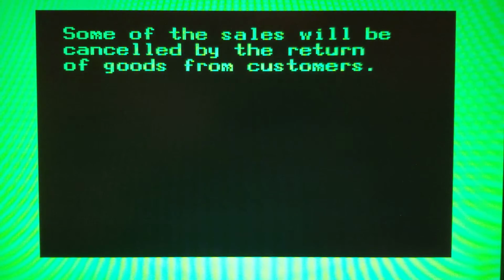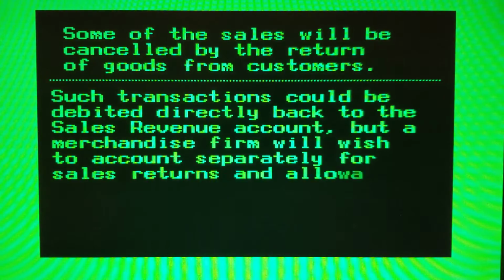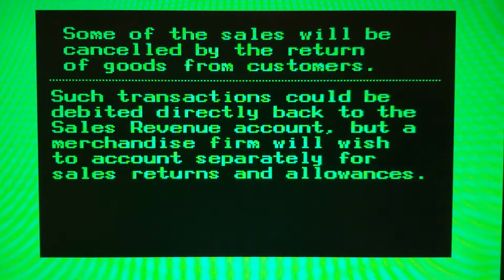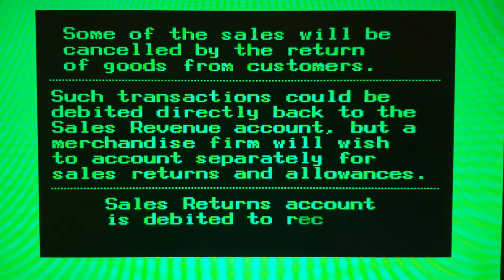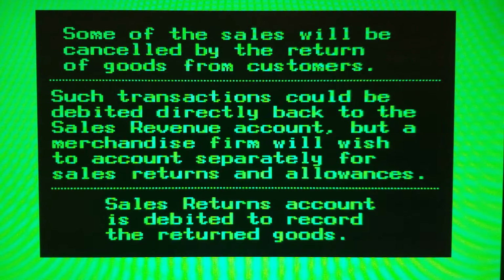Some of the sales will be, in effect, canceled by the return of goods from customers. Such transactions, if they were quite rare, could be debited directly back to the sales revenue account, but a merchandise firm with a large number of sales will wish to account separately for sales returns and allowances. Separate reporting of sales and returns will help analysis of sales operations. The sales returns account is debited to record the returned goods.